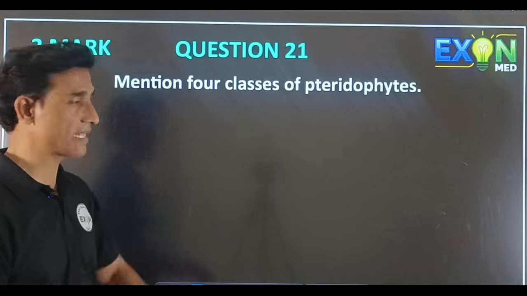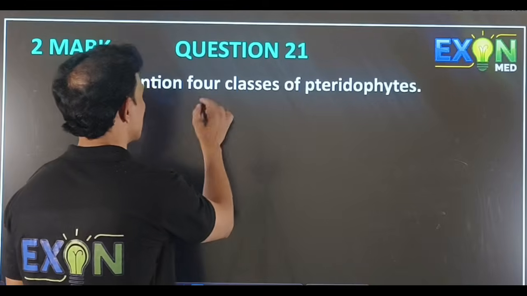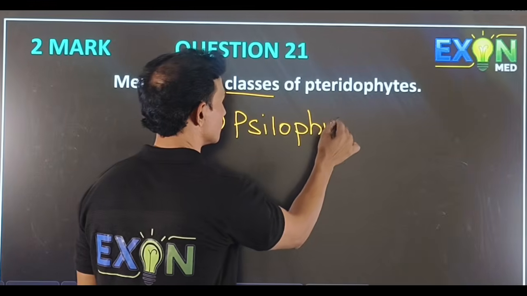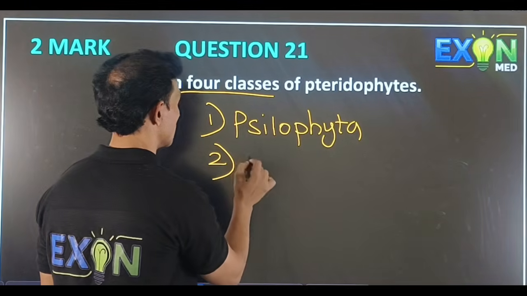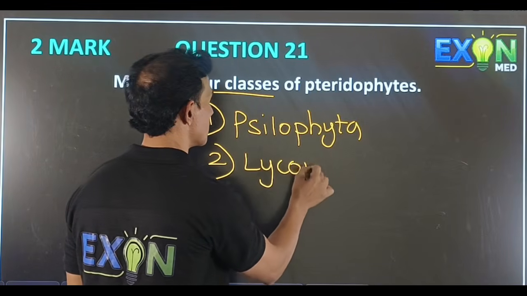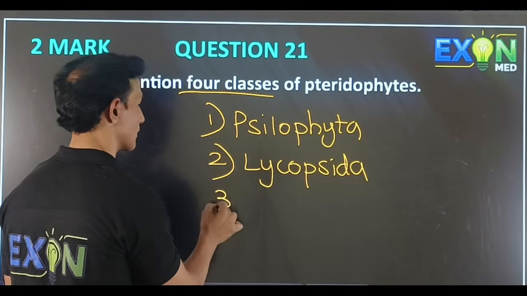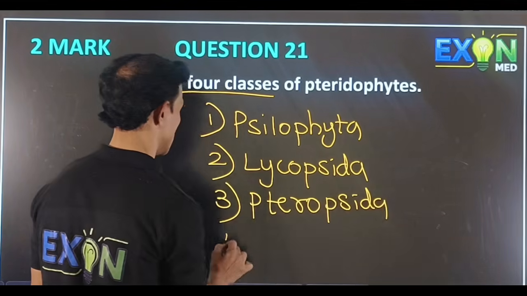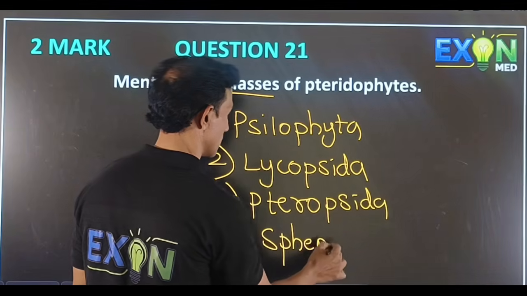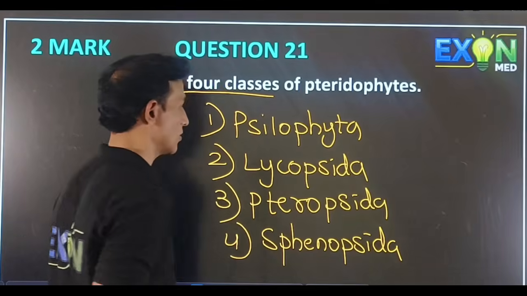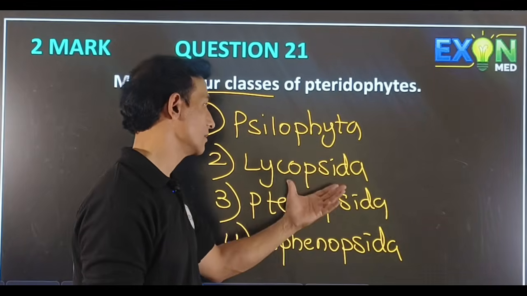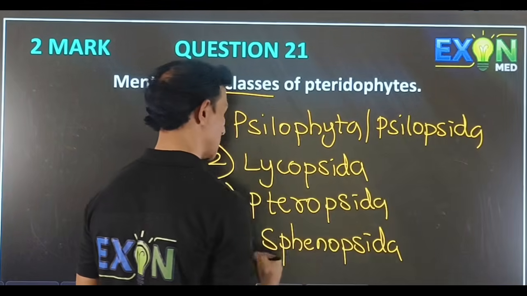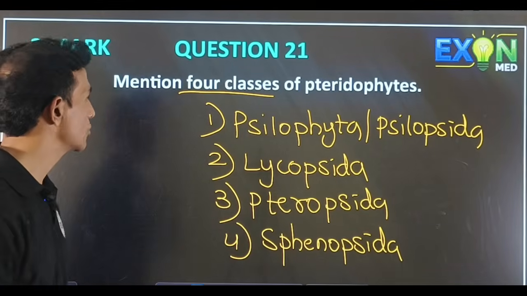So the first question is, mention 4 classes of pteridophytes. So here they have asked 4 classes for 2 marks. So you can give Psilopsida, Lycopsida, Sphenopsida and Pteropsida. You can write Psilopsida also as Xylophyta. If you write these 4, you'll get 2 marks.